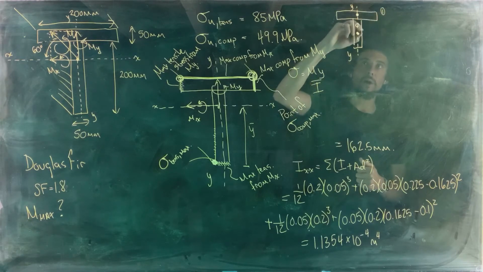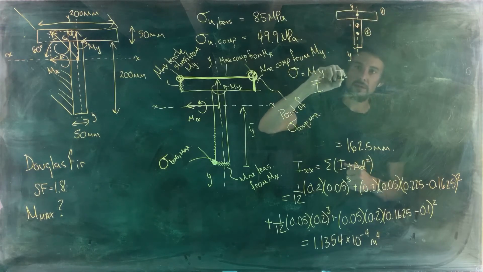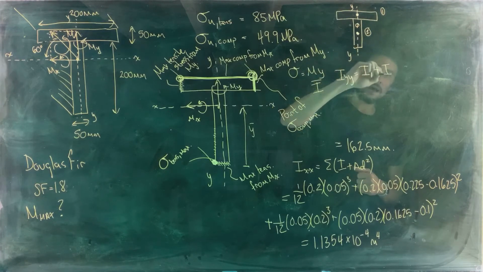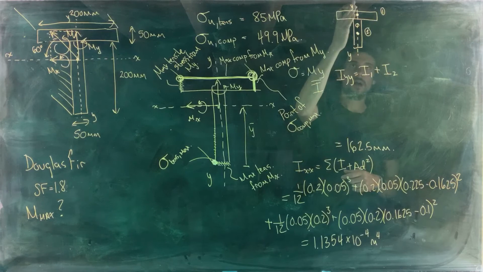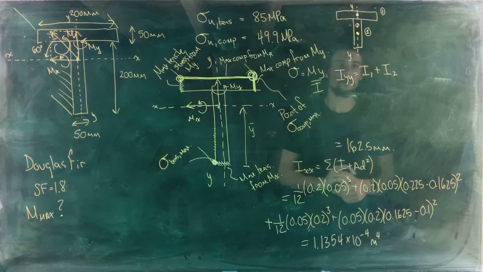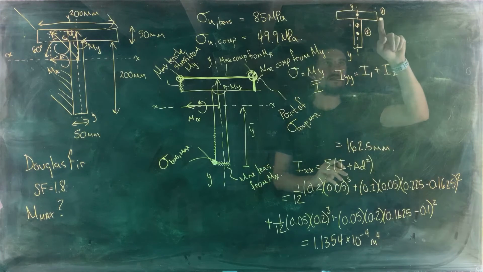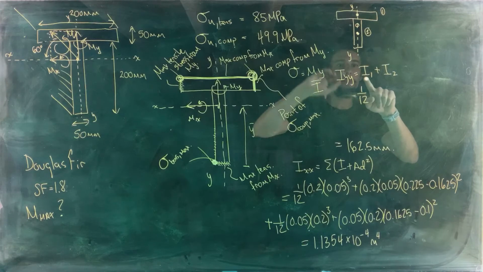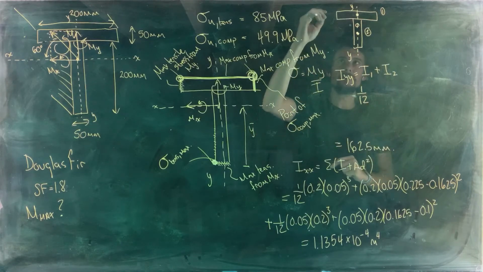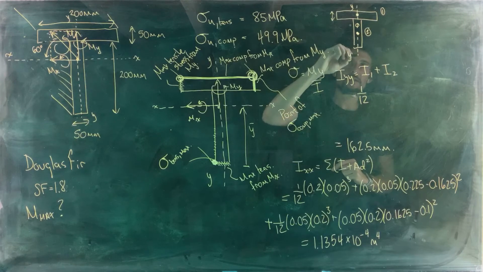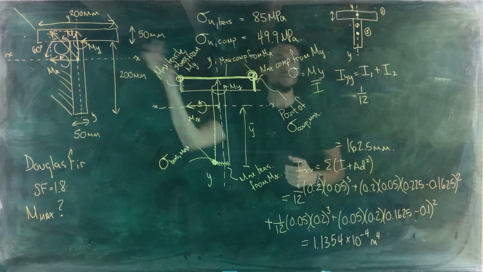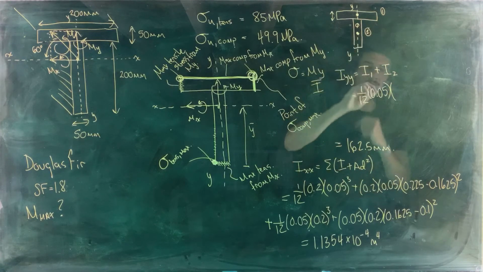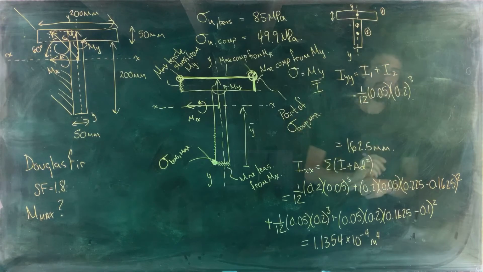So we can say that I_yy is simply equal to the I for shape number 1 plus I for shape number 2 about their vertical centroidal axes. So for piece number 1 here, we've got 1/12 the base. Remember, our base and height are flipped now. Our base is the dimension that is parallel to the axis that we're dealing with. So the base is 50 millimeters, 0.05, and the height cubed is 0.2 cubed.